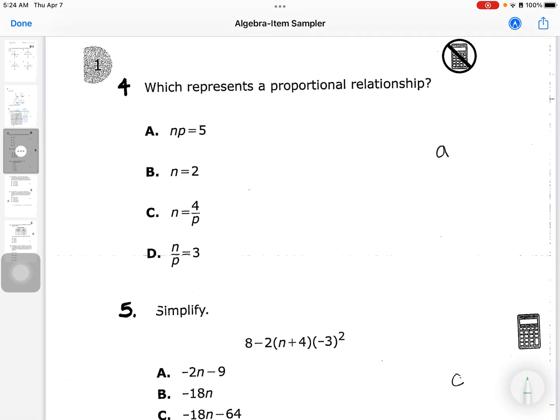Which one of these represents a proportional relationship? Well, remember, in a proportional relationship, when we did y divided by x, we always got a constant amount, the same amount. So the one that represents our y divided by x would be d. And the two numbers divided by each other gives us a constant amount, or 3.